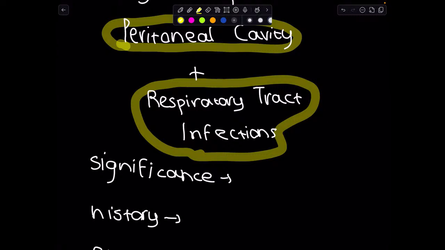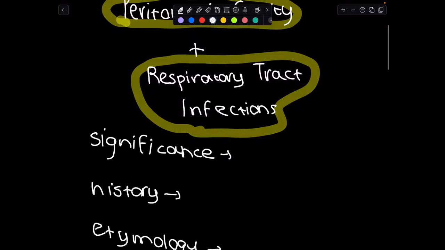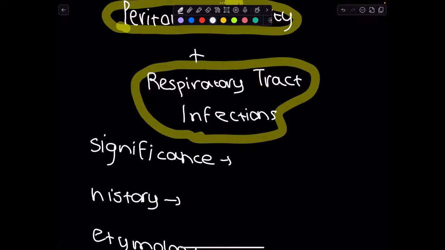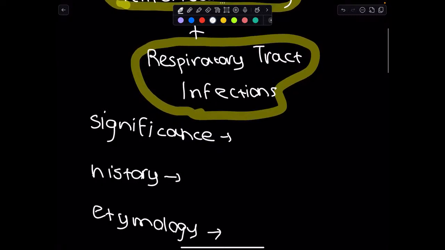Knowing about the peritoneal cavity is crucial because it houses vital organs, and infections or issues there can be serious, like peritonitis. For respiratory tract infections, understanding them helps in early detection and treatment, reducing complications and spreading. Both are key for maintaining overall health. Tell me again. Sure. Knowing about the peritoneal cavity matters because it contains essential organs, and issues there can be serious, like peritonitis. For respiratory tract infections, understanding them helps with early detection and treatment, which can reduce complications. Both are vital for staying healthy.